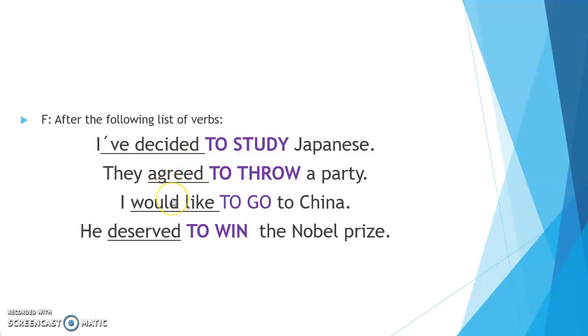Okay, the following one is going to be would like. The same, you have the verb on the list, and the following one must be written in the to infinitive form. Okay, and my fourth example, it says he deserved to win the Nobel Prize. You have the word in the list, and again the following verb, guys, is going to be written in to infinitive.